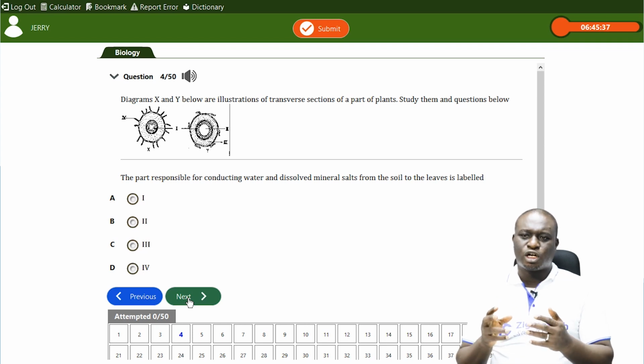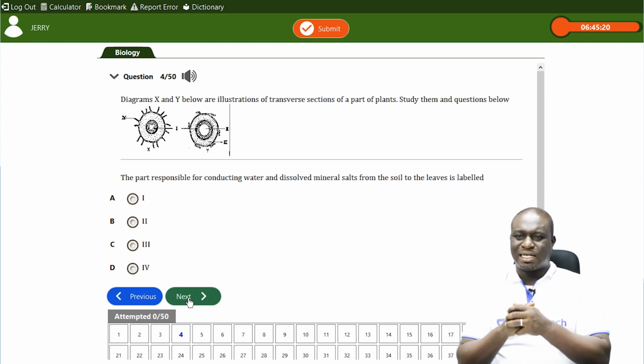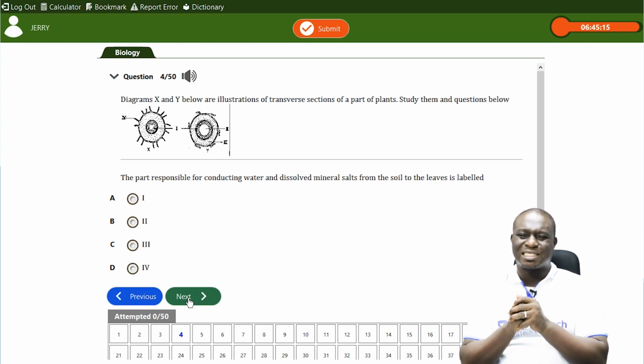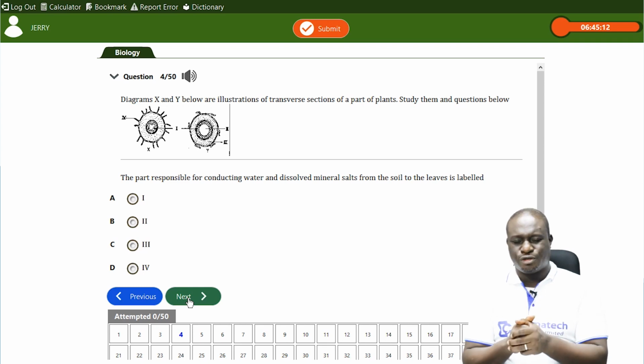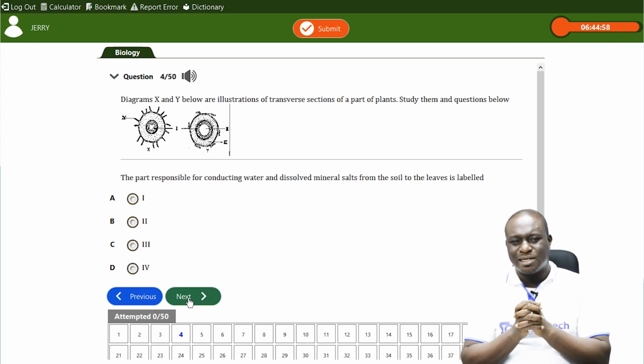Now, if you go very close to the diagram there, we have Roman figure 1, Roman figure 2, Roman figure 3, and Roman figure 4. The part that is responsible for conducting water and dissolved mineral salt is actually the xylem tissue. The phloem tissue is actually responsible for transporting manufactured food from the leaves of the plant to the roots as well as to other parts of the plant where it is needed.